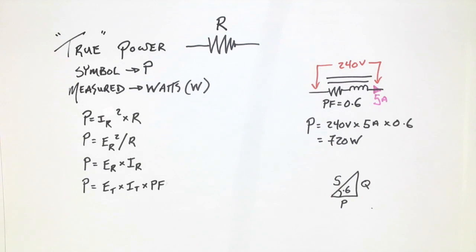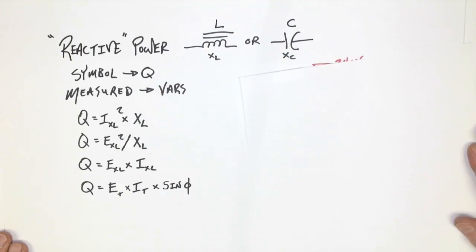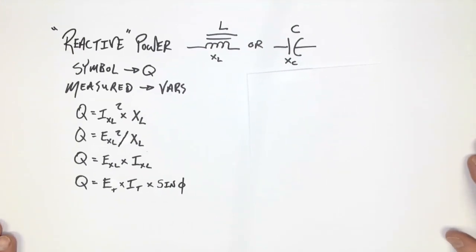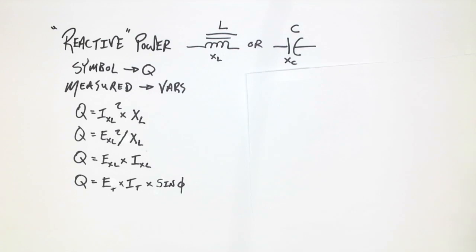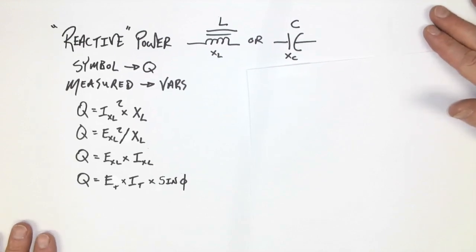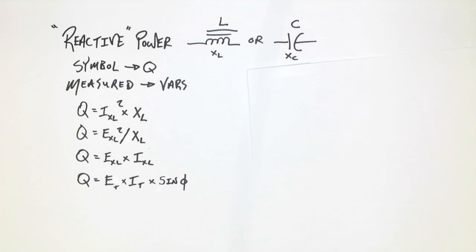Well, let's take a look at another one. The next one we're going to look at is called reactive power. Reactive power is distinguished by the symbol Q. It's measured in VARs, and it is the type of power that we have from inductors or capacitors. It is the store and release of energy at different points within the sine wave. Again, there are four different calculations that we can use in order to find Q or VARs of a circuit.